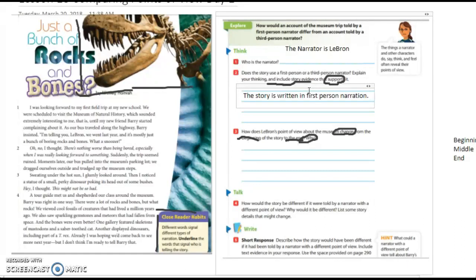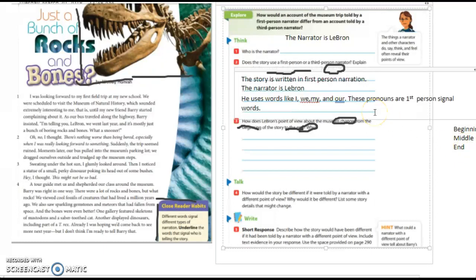Okay, so hopefully you found one interesting piece of evidence to support your answer to number 2. One piece of evidence that I found is the narrator, LeBron, is a character in the story. And LeBron uses words such as I, my, we, and our, and these pronouns signal first-person narration. They're kind of like little clues. Please write down your evidence in question 2.